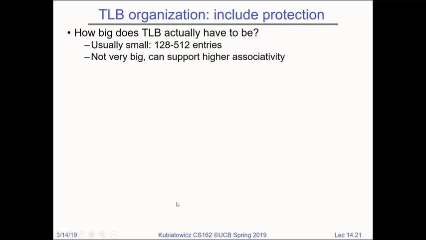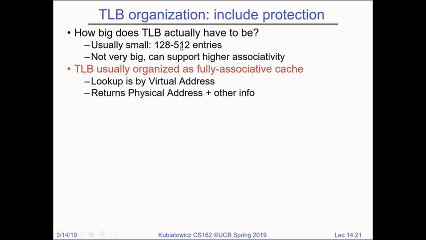How big does it have to be? It's usually relatively small, like 128, 512 entries. Why is the TLB small? To make it faster. Remember, what did I say about fully associative? The bigger it is, the more transistors are spread out, and things get slow. So they have to make it fast by making it small. However, if it's too small, then we get a lot of thrashing.